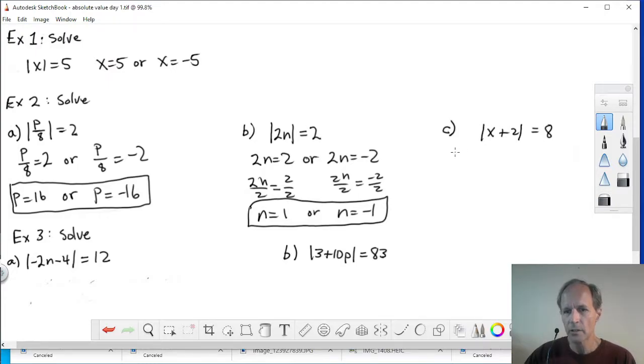So let's look at this one. The thing in the bars, x plus 2. If it's 8, the equation's true, but that thing in the bars could also be negative 8. The equation would still be true, so we solve both. We're going to subtract 2 from both sides. We'll do this one in our heads also. So we get x equals 6, and subtracting 2 from the other side gives us -10.